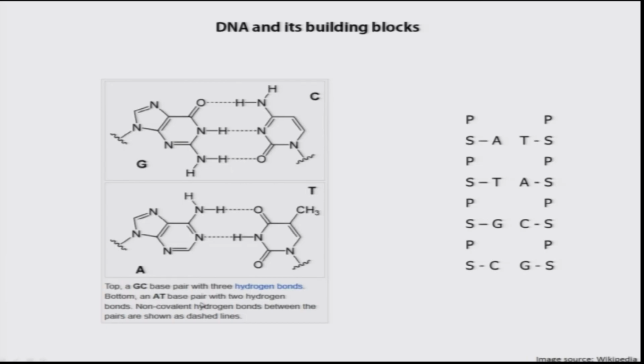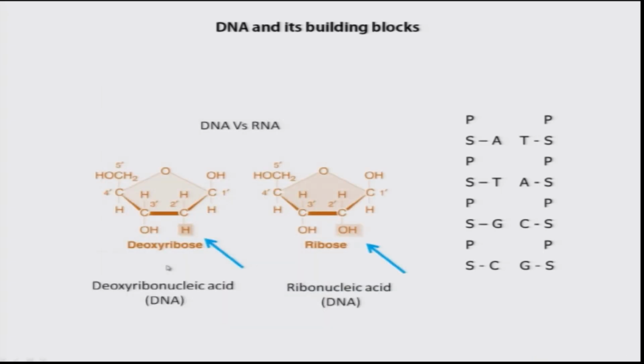We call as C pairs with G and A pairs with T, and each one of the letters refers to the base: cytosine, adenine, thymine, guanine, and so on. So, that most of you are aware of.